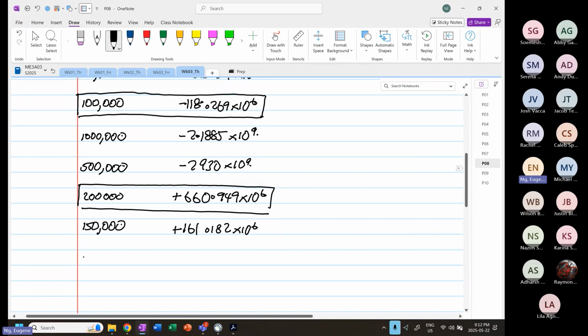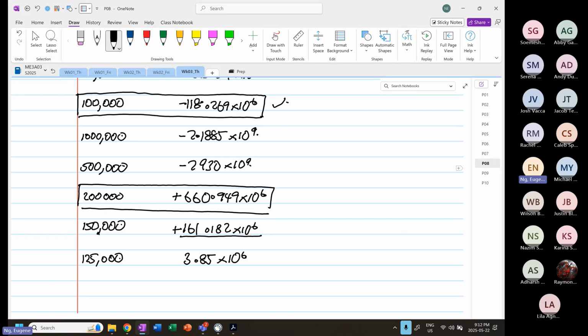So the next one I'm going to calculate is I'm going to try 125,123. Okay, why? Because 150 and 100. Okay, so I'm focusing on this value now and this value over here. Okay, so I'm trying 125. So calculate 125,123. Now I'm getting a smaller number now, 3.85 times 10 to the power 6.